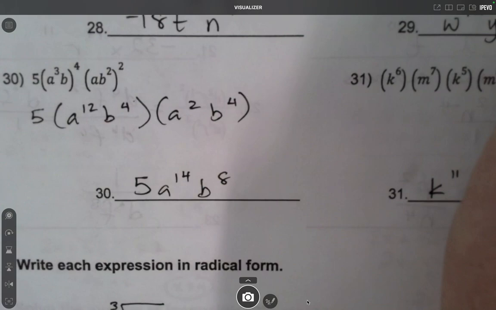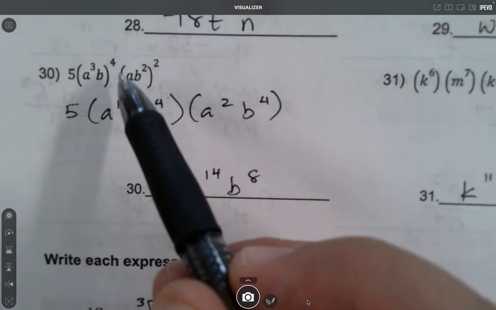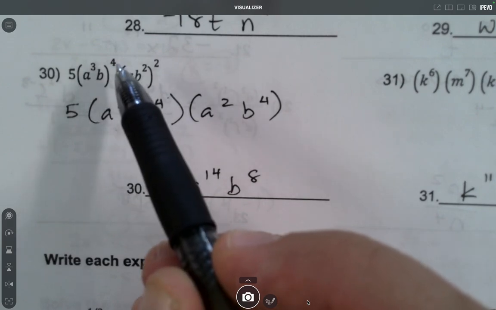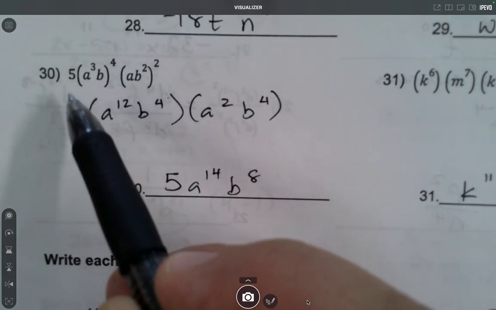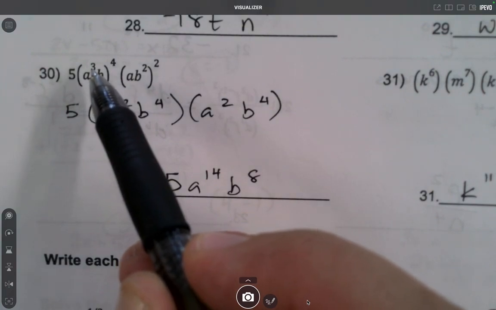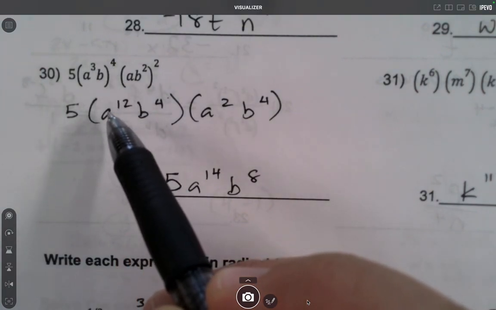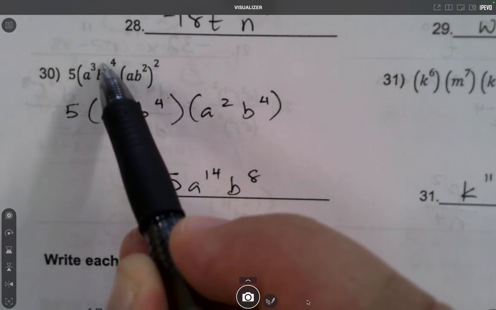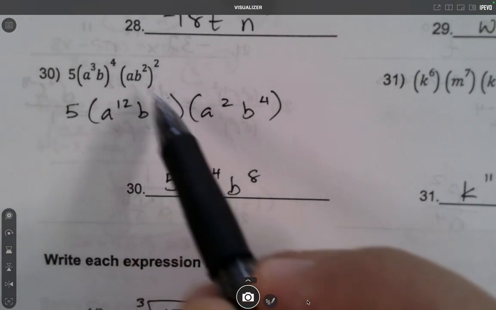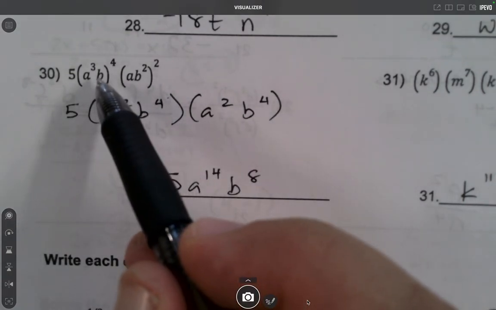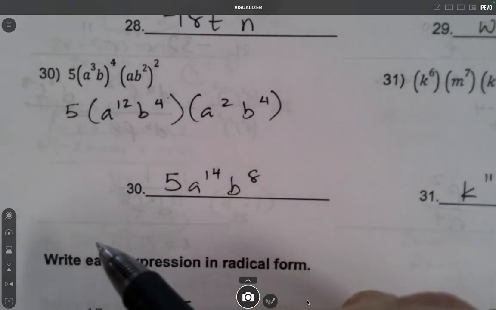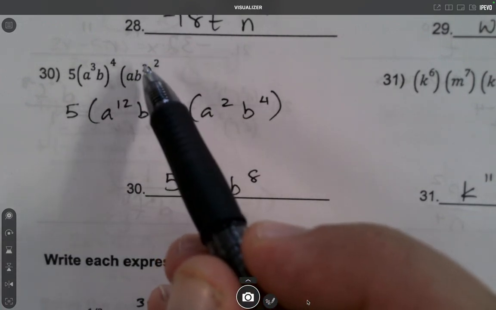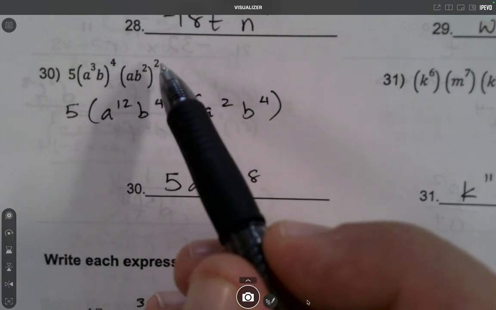Then on 30, we're combining those two rules together. So you have to first take care of the exponents that are outside the parentheses. So the 5 can just stay 5. It's got nothing else going on. We have to do 3 times 4 to get a to the 12th. Then there's an understood 1 exponent with the b. 1 times 4 is 4. Which also makes sense. b to the 4th. And then we'll apply this squared to both things inside here. A squared. And then 2 times 2 is 4.